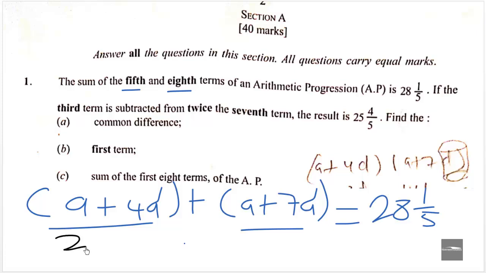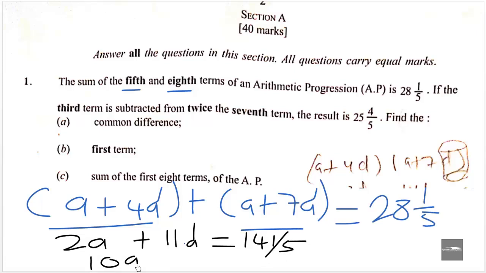So when we simplify this, we get 2a. a plus a is 2a. Then 4d plus 7d will be 11d. And that will give us 141 over 5. When we multiply through by 5, we obtain 10a plus 55d is equal to 141.